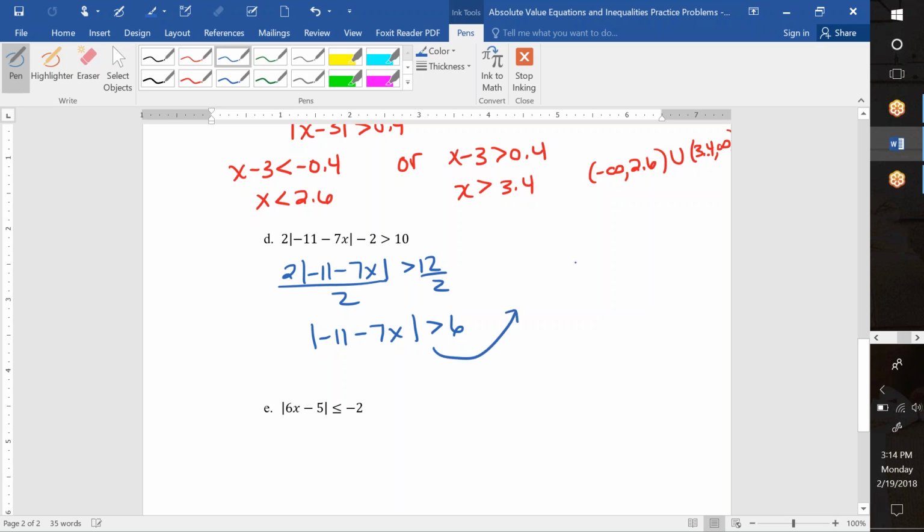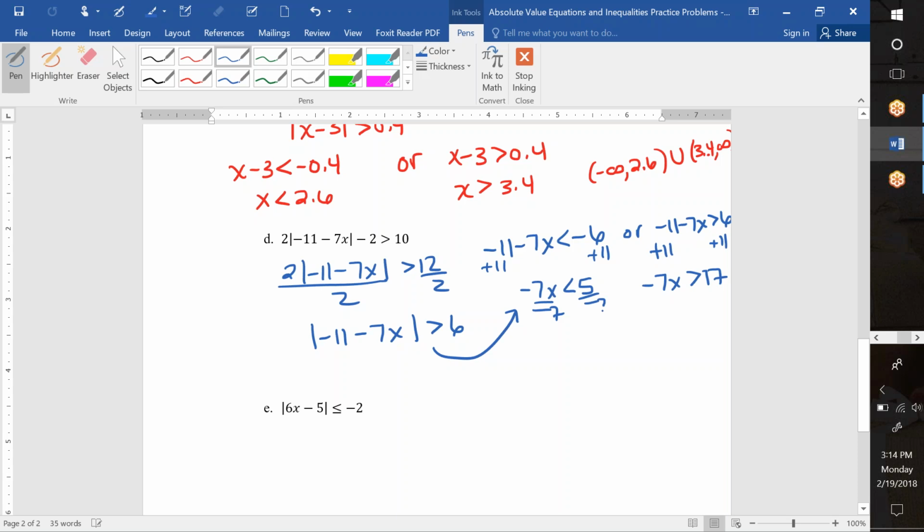Since it's greater than, it's the OR case, so we have one case where we leave our inside the same, but we change everything else. So that'd be less than negative 6. Or the other case where we just keep everything as it is. I would add 11. So this is negative 7x is less than 5. Add 11. Negative 7x is greater than 17.